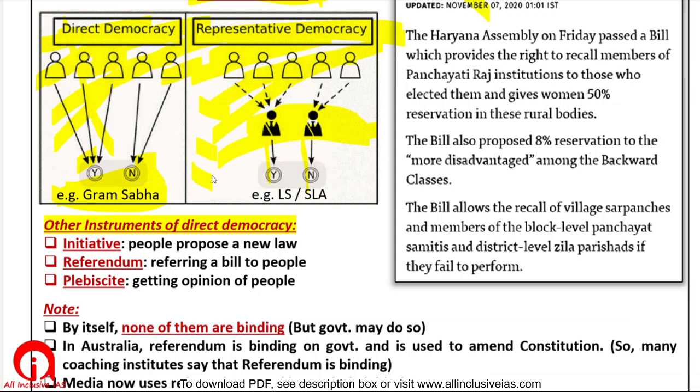There are some other instruments of direct democracy, like initiative, referendum, or plebiscite. In initiative, people initiate a new law. People say that we want such a law. In referendum, a particular bill is referred to the people. This is a bill and the government refers the bill to the people, and people vote on whether this bill should be passed, ayes or noes, like happens in Lok Sabha. In plebiscite, you get an opinion of the people. Generally, plebiscite is for whether we want independence, whether we should remain with this country or not, for such things.